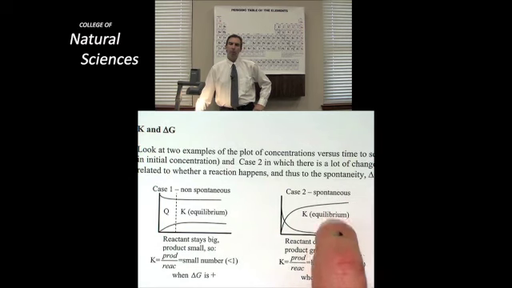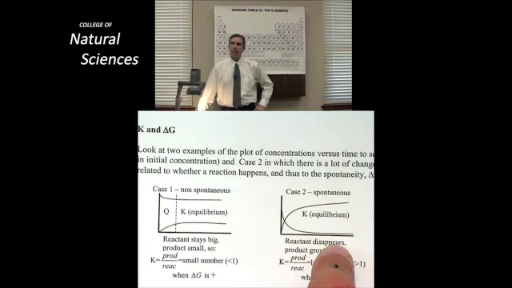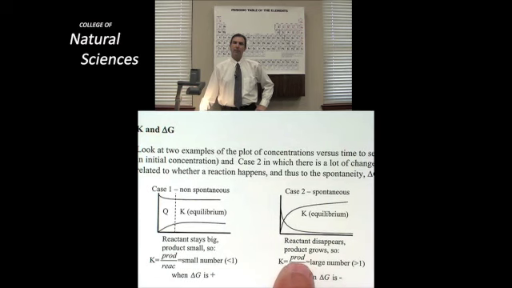The ratio has changed such that I now have more B than I do A. If I have more B than I do A, that means I have more product than reactant. That means I have a number greater than 1. That means that the reaction happens. That means the delta G is negative.